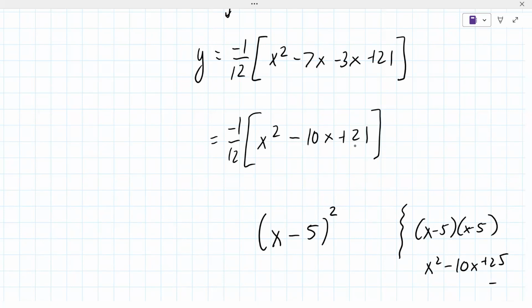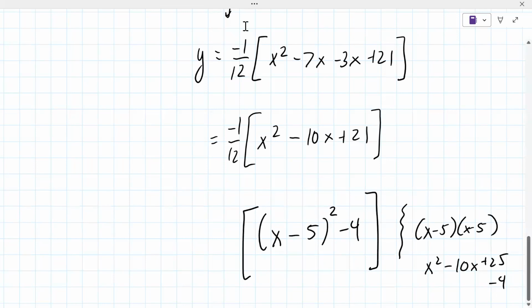So if you subtract 4, you would get back to the 21. Do you agree with that? Yes. And so this thing inside the box, these are now equivalent. This x squared minus 10x plus 21 is the same as this. Do you agree with that?